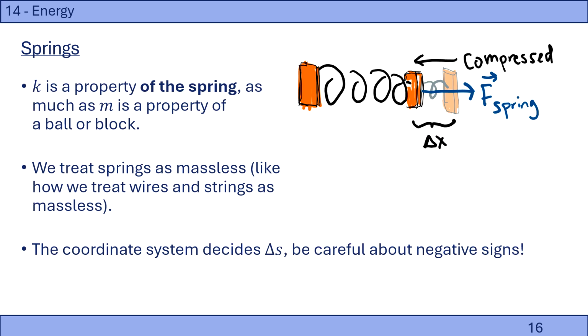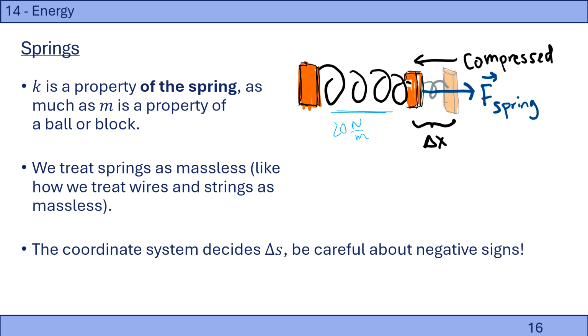And k, the spring constant, is essentially a property of the spring. You can name the spring by its k value. I could say, look, this is my 20 newton per meter spring, and that tells you pretty much everything you need to know. In the same way that if I say I have a 50 kilogram block, you know the block's mass is 50 kilograms, and that may as well be the name of the block. We'll treat springs as massless, so they're not going to interact with their own Newton's second law, the same way that we treated strings as massless for tension.